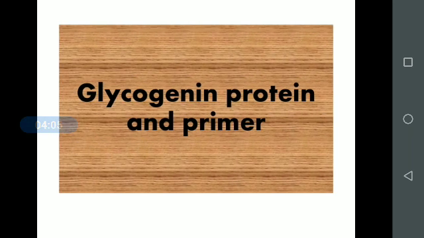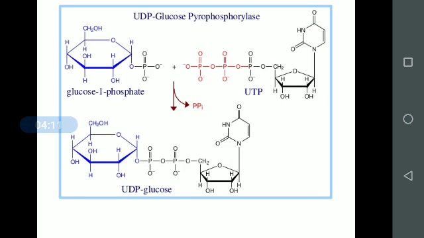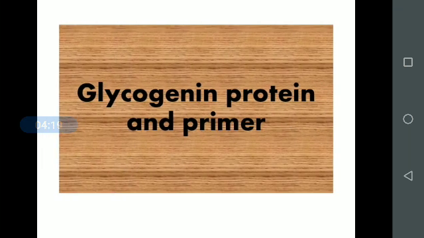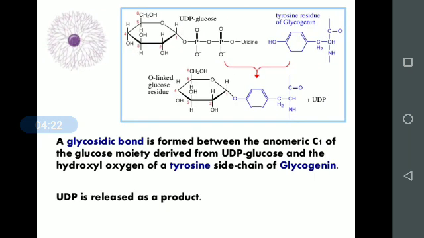Next, the glycogenin protein and primer. This UDP glucose is required for the synthesis of glycogen, that means transfer of the glucose molecules to the glycogen moiety. Glycogenin is called the initiator and the primer. This is how the glycogen primer is forming. As you have already seen, this is UDP glucose, with 1, 2, 3, 4, 5, 6 carbons. And the initiator of glycogen is glycogenin.